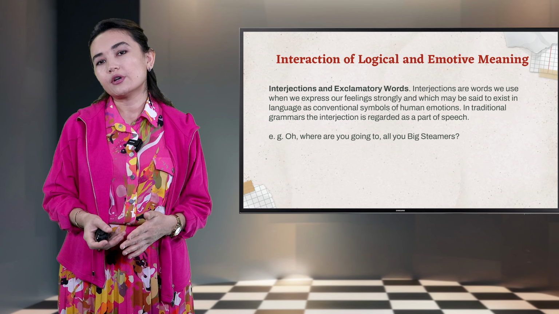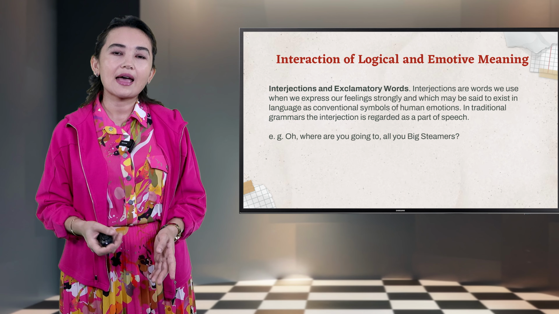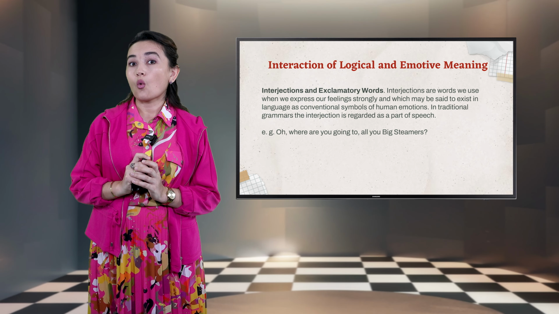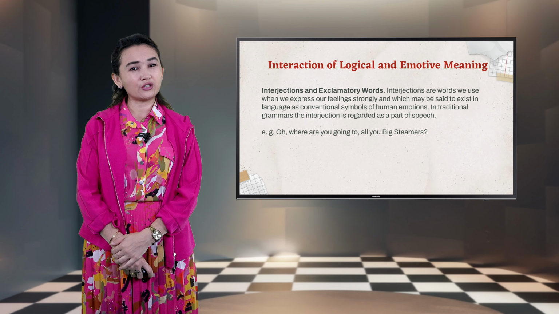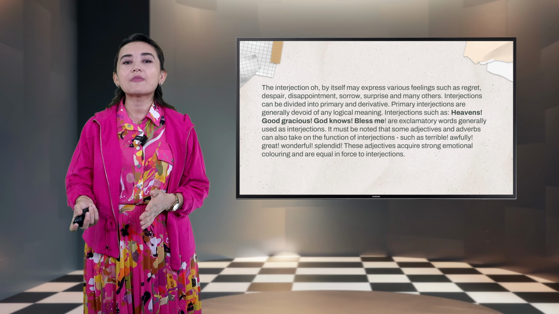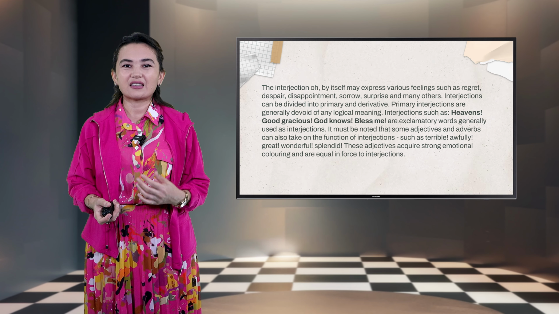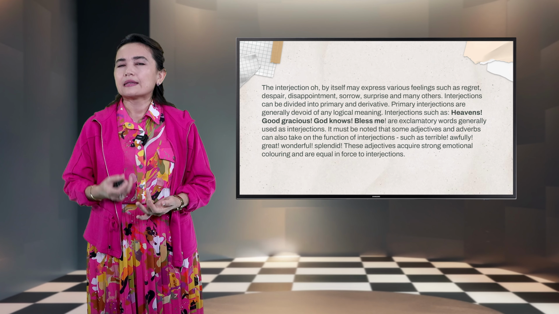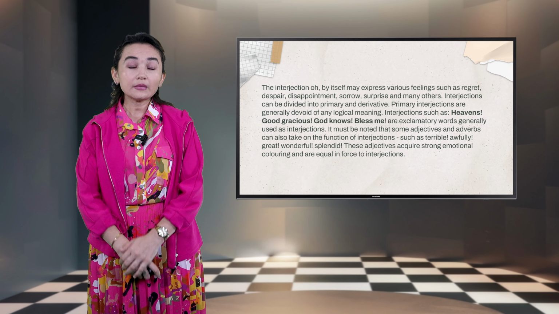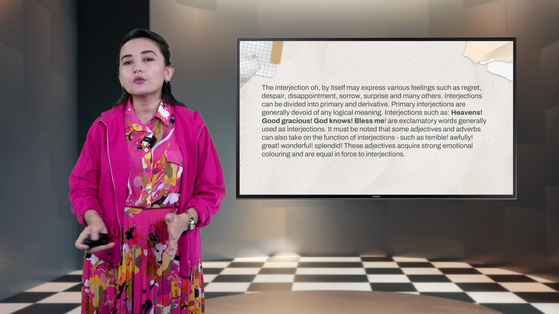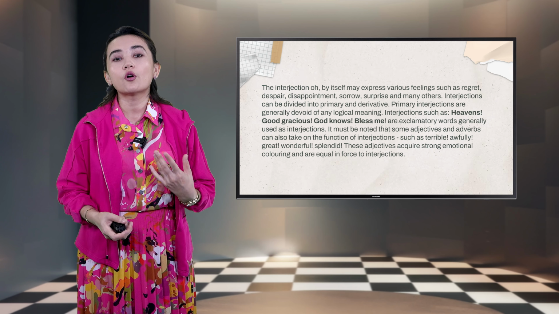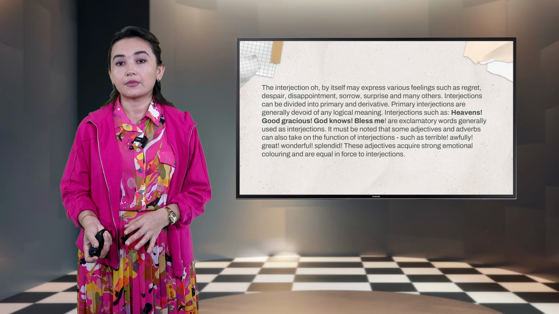In traditional grammars, the interjection is regarded as a part of speech. So, example, oh, where are you going to, all you big swimmers? So the interjection, oh, by itself may express various feelings such as regret, despair, disappointment, sorrow, surprise, and many others. Interjections can be divided into primary and derivative as well, and primary interjections are generally devoid of any logical meaning.